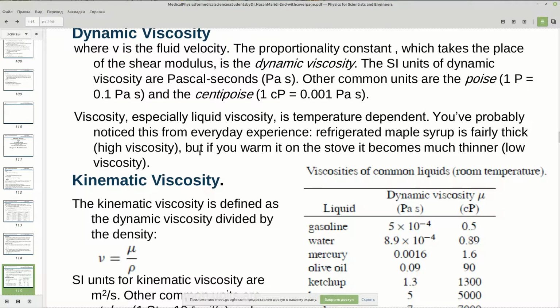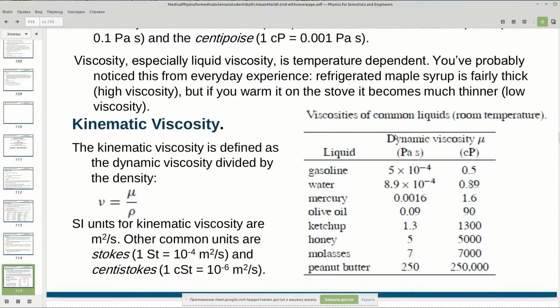You have probably noticed this from everyday experience. Refrigerated maple syrup is fairly thick, with high viscosity, but if you warm it on the stove, it becomes much thinner, with low viscosity.